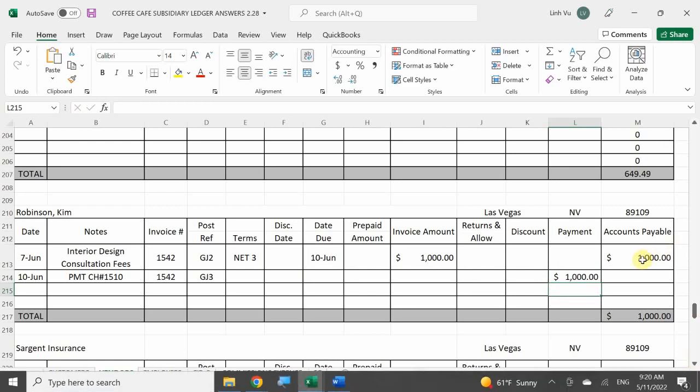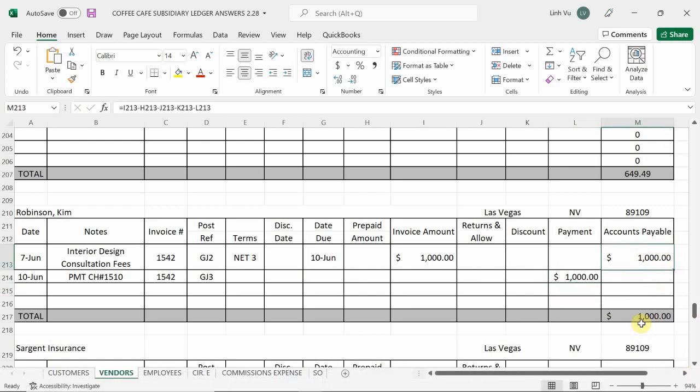If you have this formula in here, right now it says I owe $1,000 to Kim Robinson, but the minute I drag this formula down, it's going to say that for this row you made a payment, which reduced the accounts payable by $1,000. So at the end of the day, I owe Kim Robinson nothing, because I paid for what I owed.